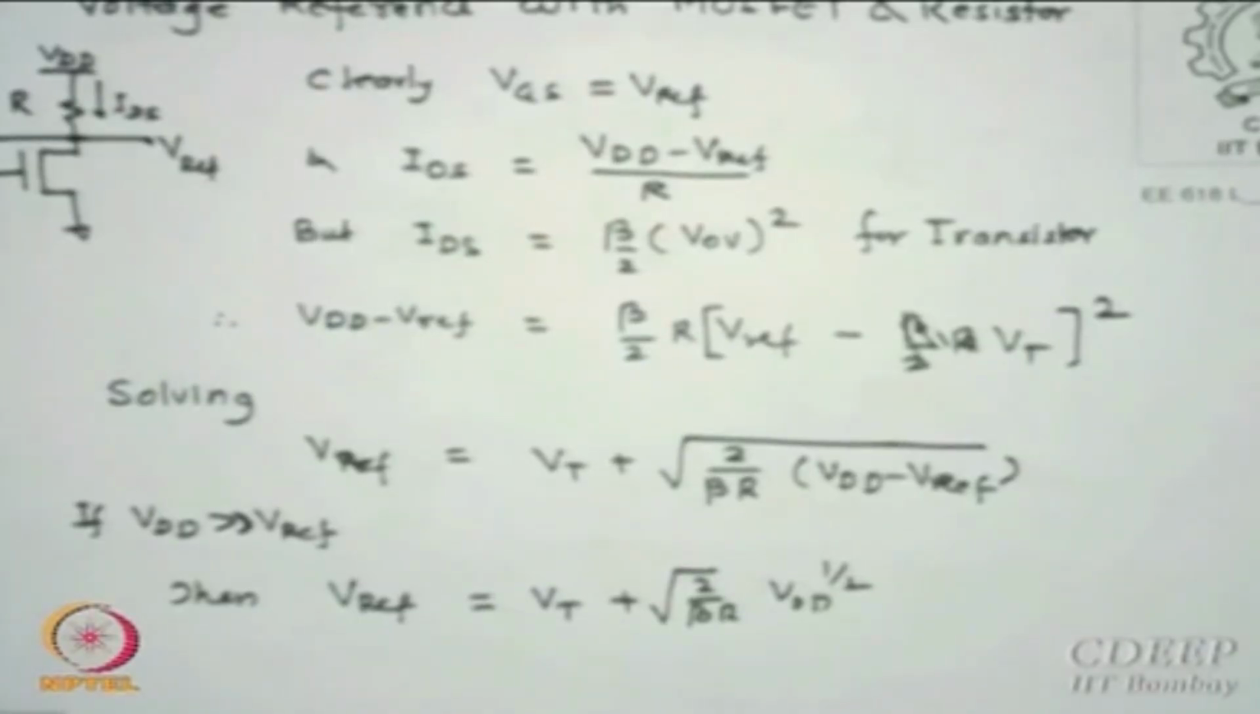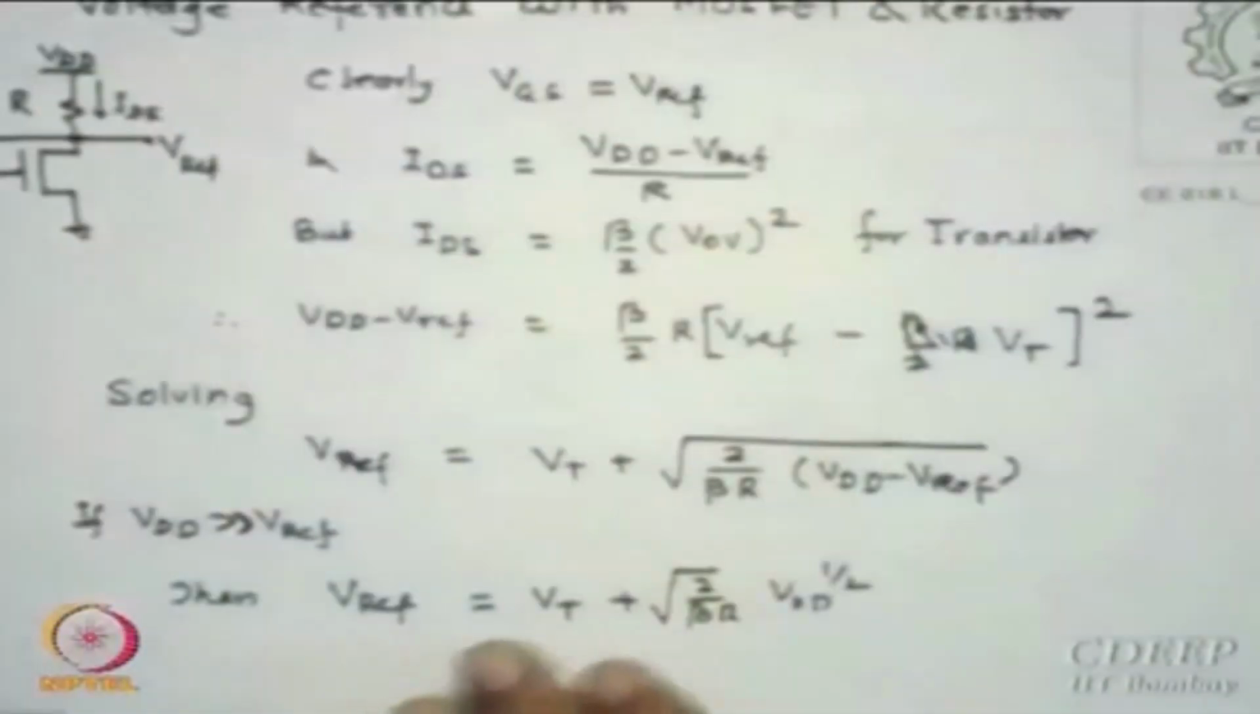I have not solved all of it. The first one of course I solved, but the next two formulas I just copied. I hope I have done some rough calculation and I thought they are done correct, I hope so. Is that okay? Is that what everyone wrote? V reference is Vt plus 2 root beta R, VDD to the power half is the reference.